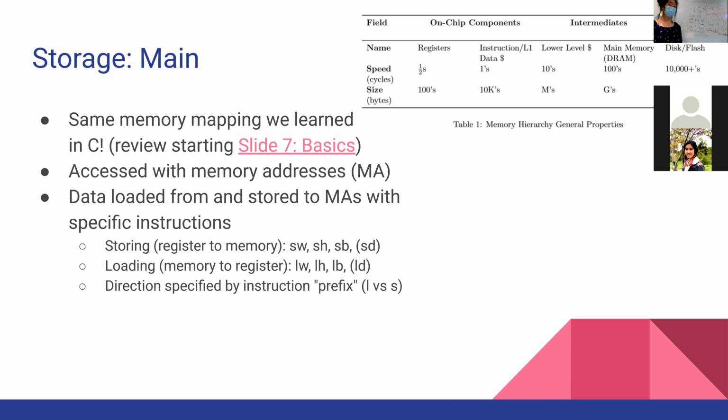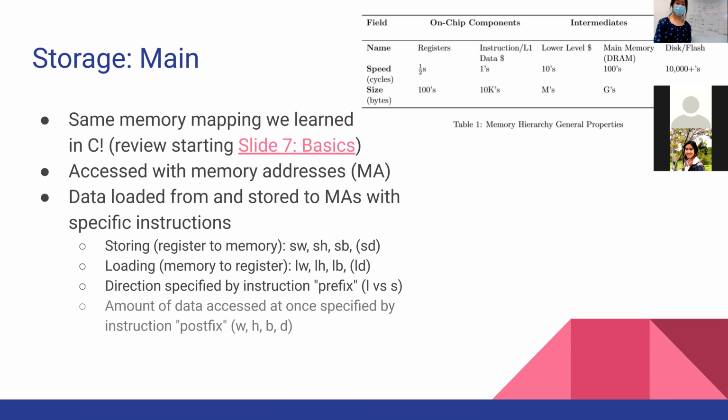And the direction from register to memory or memory to register is specified by the prefix, which is L or S for load or store. And the amount of data that you access at once is specified by the quote unquote postfix, which is W for word, H for half, B for byte, and then D for double. So respectively, going from left to right, it's 4 bytes, 2 bytes, 1 byte, and then 8 bytes.